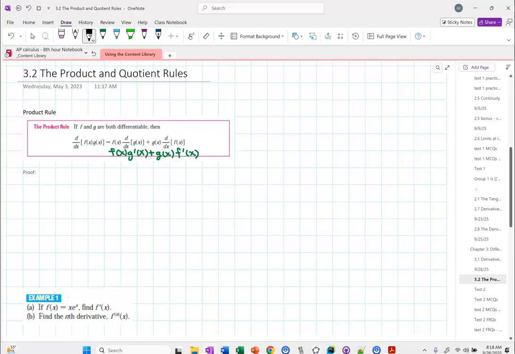Add it to our list of things to memorize, which I know is getting quite long, but it's the way the cookie crumbles sometimes, folks. I don't know what to tell you.